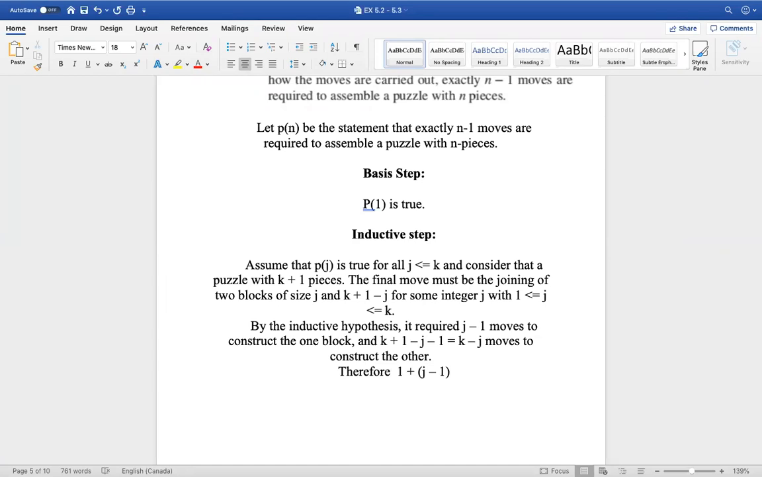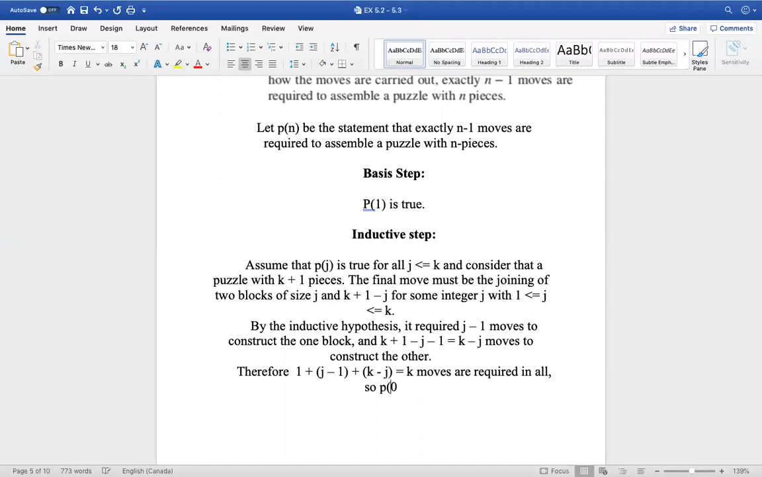Why are you saying k plus 1 minus j? Why are you subtracting them? I said the final move must be the joining of two blocks of size j and k plus 1 minus j. Let me just finish this up, and I'll give you a moment to ask your question. So 1 plus j minus 1 plus k minus j equals k moves are required in all.